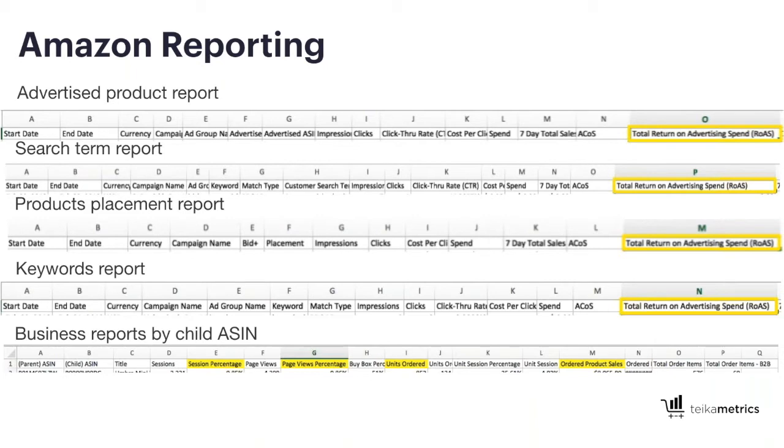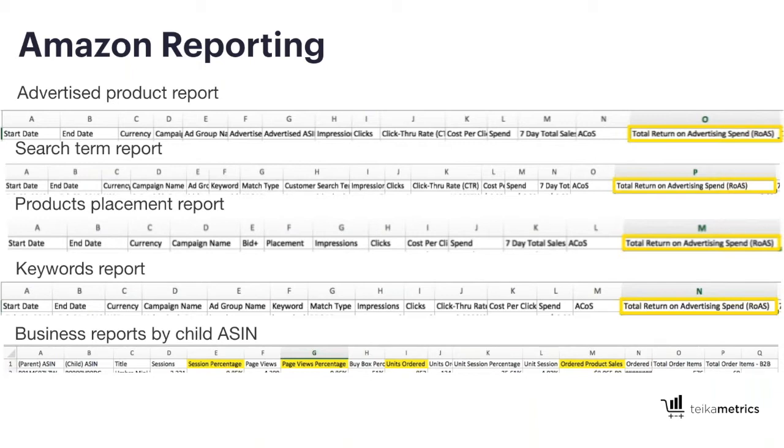You can select what name you want to give it and the date range. And a couple of notable reports that have ROAS are the advertised product report, the search term report, the newer version, the product placement report, and also the keywords report as well. You'll see that ROAS metric. There is one other report that doesn't have the ROAS metric, but we'll talk a little bit more about that new report in a little bit.